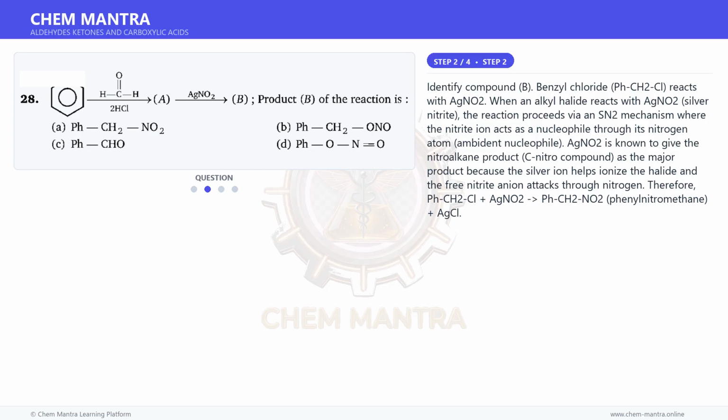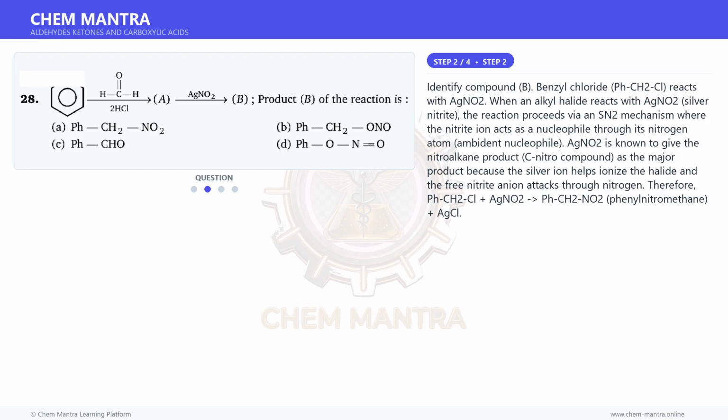Identify compound B. Benzyl chloride, PhCH2Cl, reacts with AgNO2. When an alkyl halide reacts with AgNO2, silver nitrite, the reaction proceeds via an SN2 mechanism where the nitrite ion acts as a nucleophile through its nitrogen atom, an ambident nucleophile.